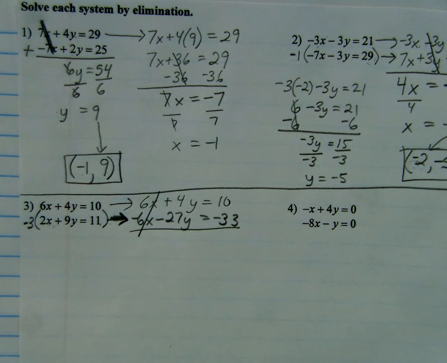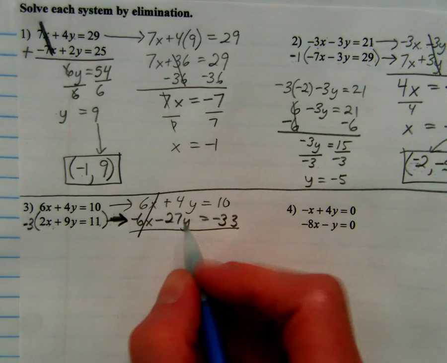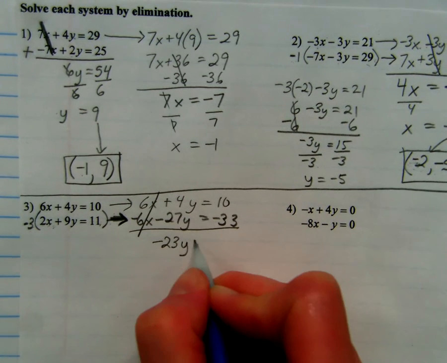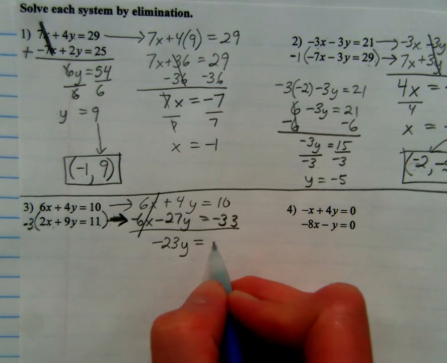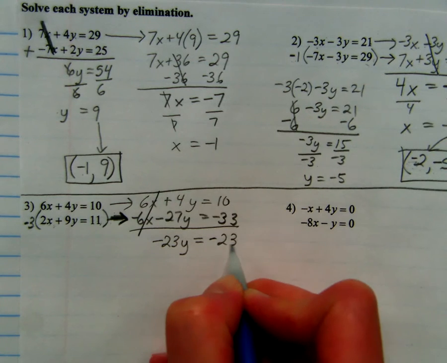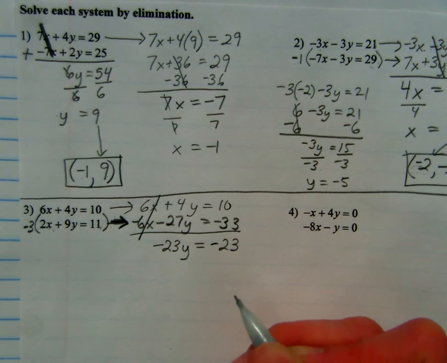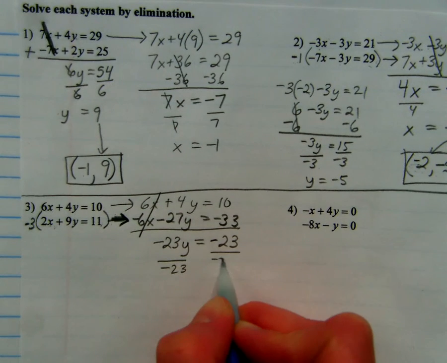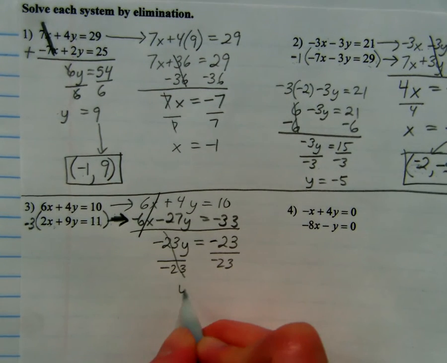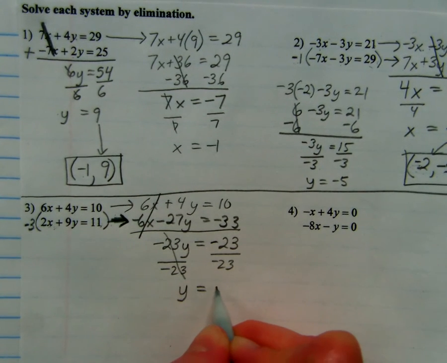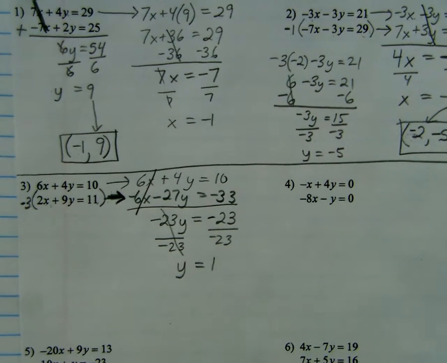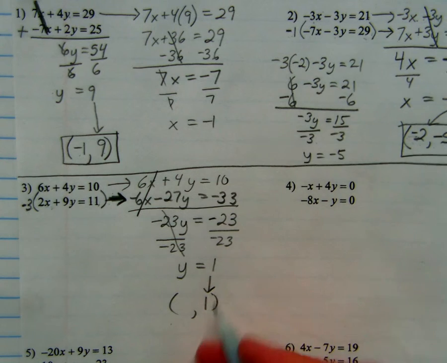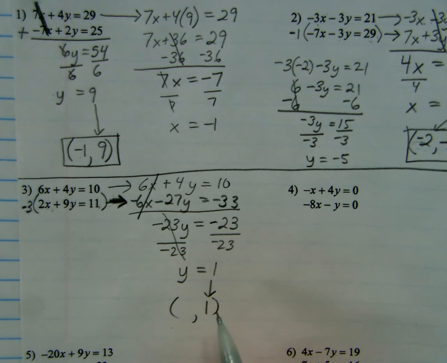And then we can add up the y's. So 4 and -27 add up to -23. So -23y. 10 and -33 add up to -23. So when we solve for y by dividing by -23, we get y equals 1. So on my final answer, when we do our coordinates, that's the y coordinate, which is the second one. And then we'll have to go back in and find x.